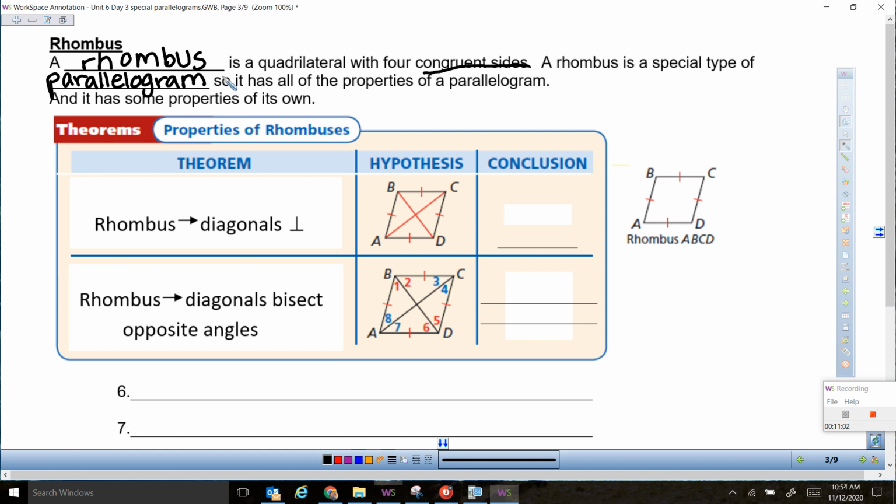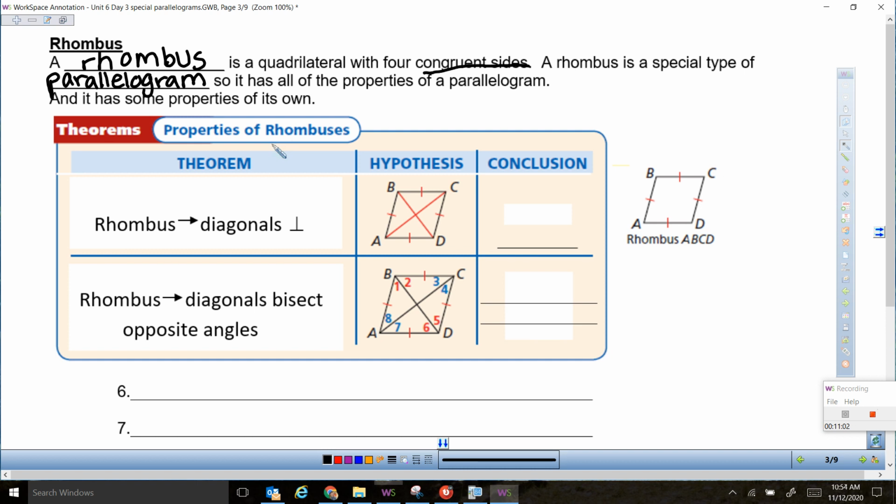So a rhombus is also a parallelogram. So it still has all those properties about a parallelogram: the opposite sides are parallel, opposite sides are congruent, opposite angles are congruent, same side interior angles are supplementary, and the diagonals bisect each other. So a rhombus has all the properties of a parallelogram, and it has some properties of its own. So here are some properties that are special about a rhombus.